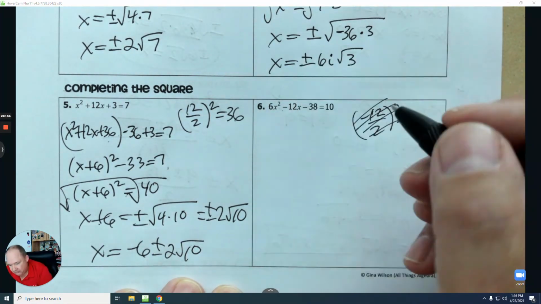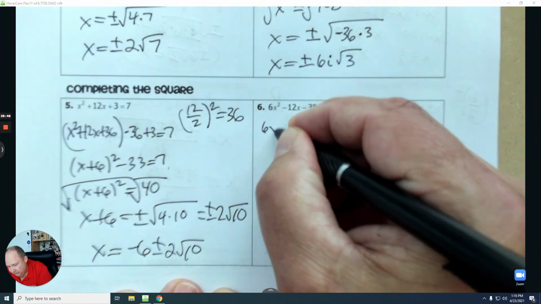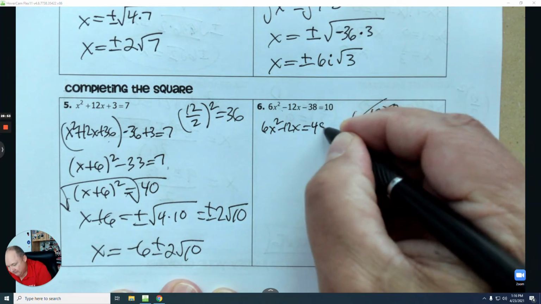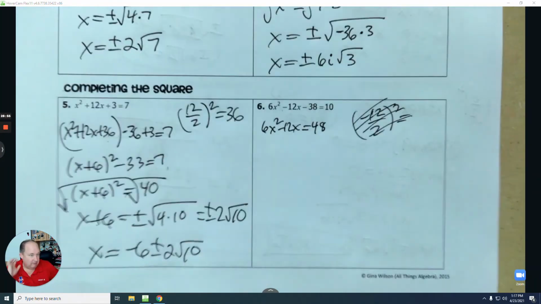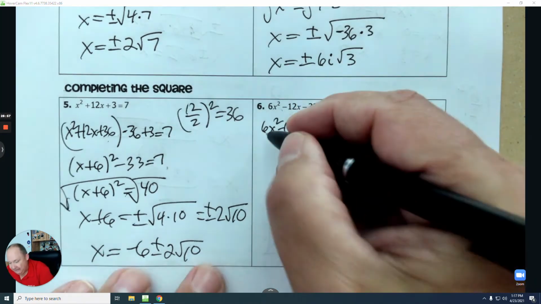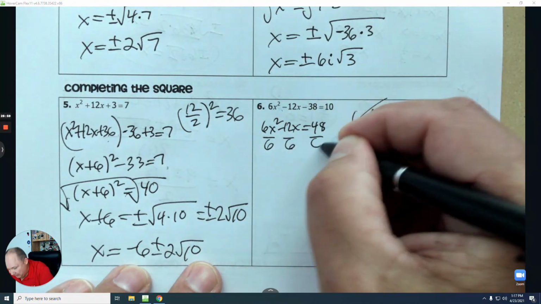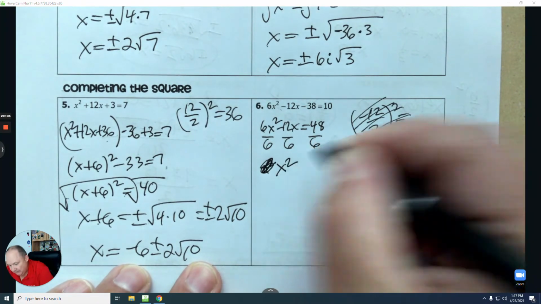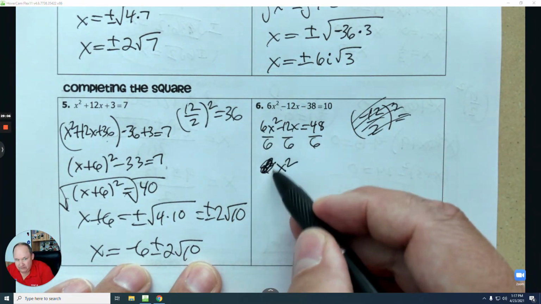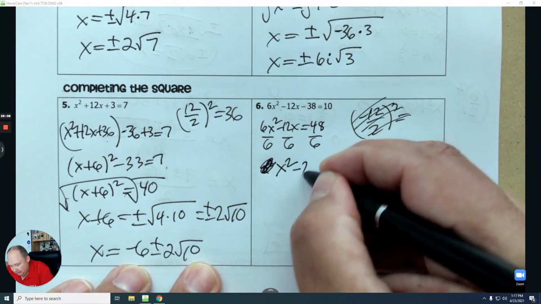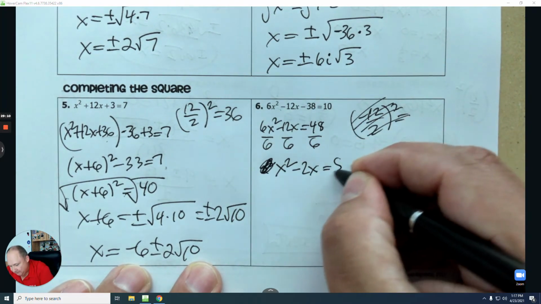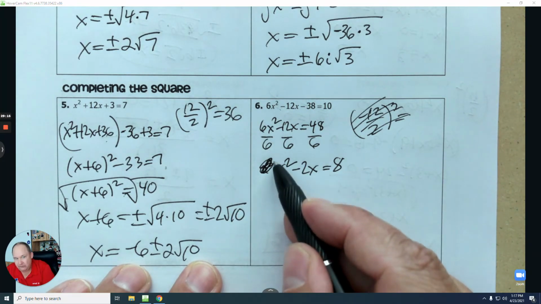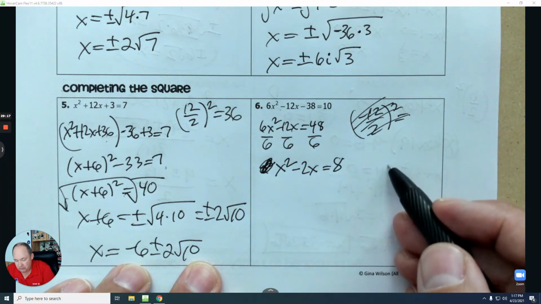No. So actually the first step here, to make it easier, I'm actually going to combine like terms. I'm going to add 38 to the other side. So 10 and 38 is 48. And then I'm going to divide everything by 6. It's not ready to complete the square until a is positive 1. So 6 divided by 6, it's now 1. Negative 12 divided by 6 and 48 divided by 6. Now we're ready to do the work I wanted to do, because a needs to be positive 1 in order to do the work we're doing.